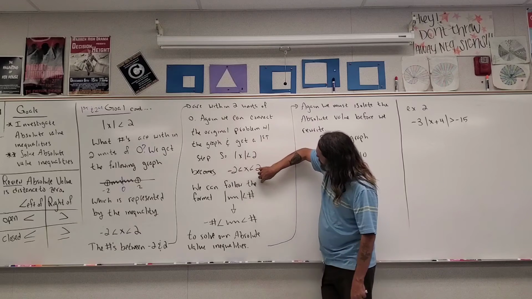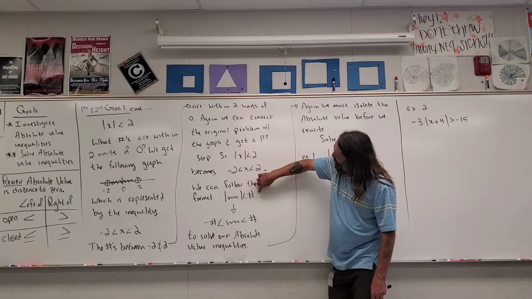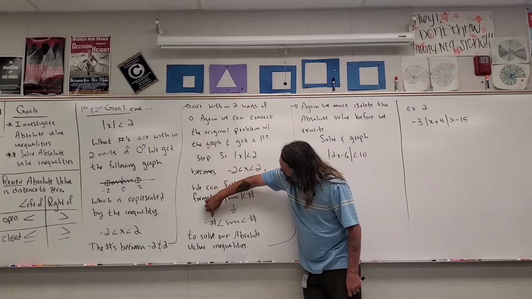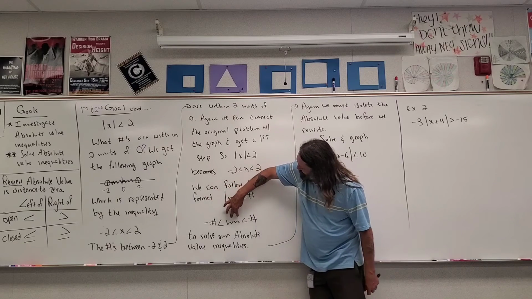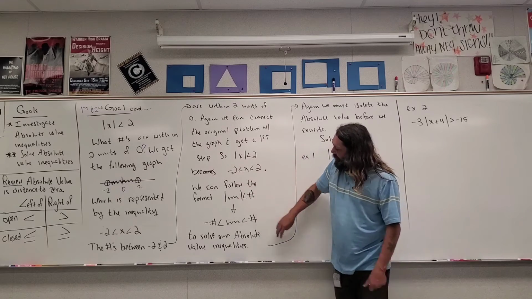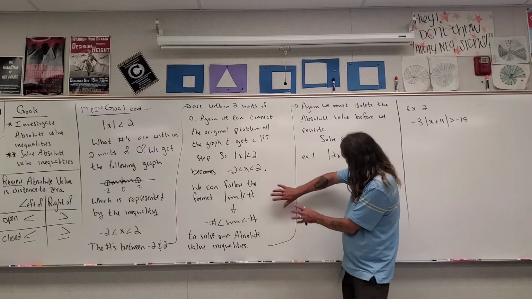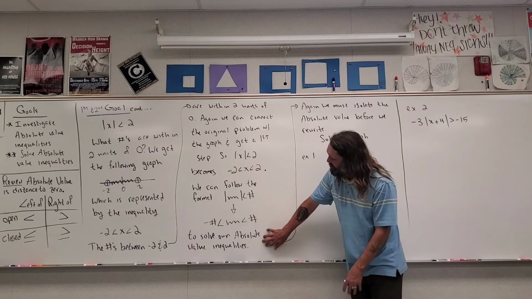Now we can follow the format. The absolute value of something less than a positive number becomes the negative number less than whatever was in my absolute value, less than the positive version of this number. And we're going to follow this to solve our absolute value inequalities.